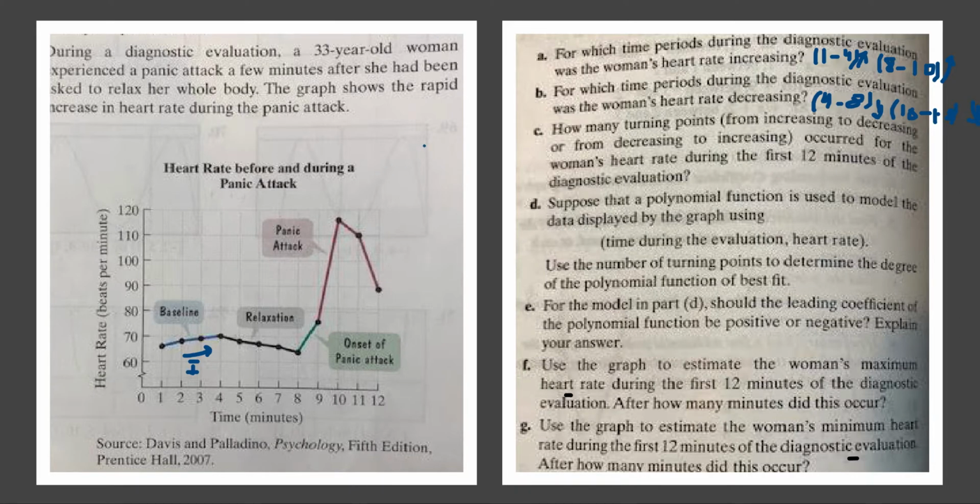And then we have C. How many turning points from increasing to decreasing or from decreasing to increasing occurred for the woman's heart rate during the first 12 minutes of the diagnostic evaluation? The turning point from increasing to decreasing is 1. And the other, decreasing to increasing, is 2. And the other one, increasing to decreasing, is the 3. It means there are 3 turning points.